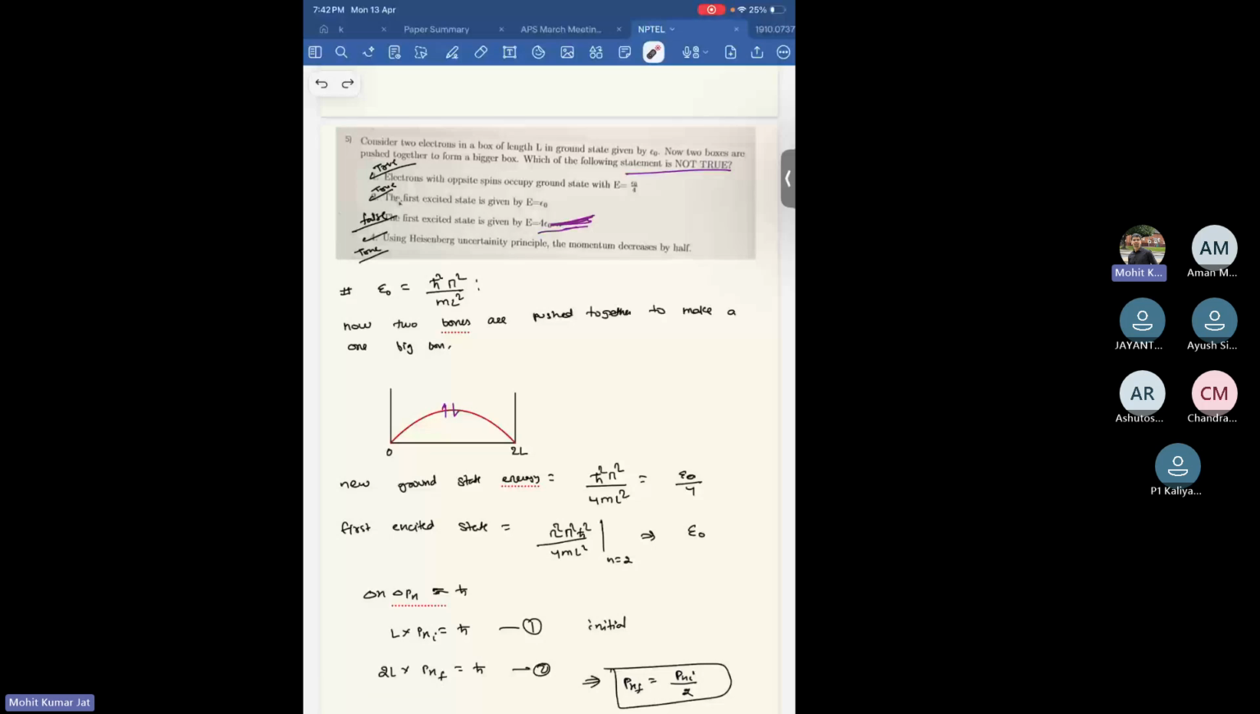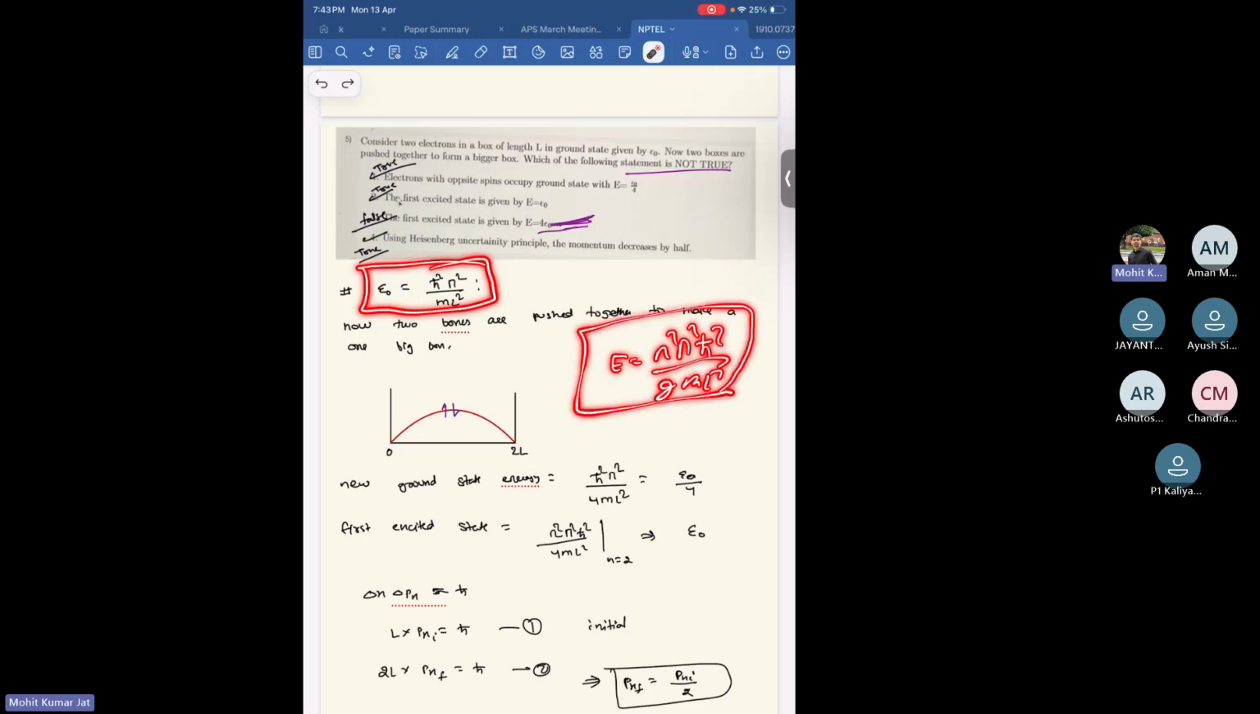The next question is, consider two electron gases in a box of length L in a ground state. Now two boxes are pushed together to form a bigger box. Which of the following is not true? So basically, you remember the energy expression: n squared pi squared h bar squared by 2mL squared.